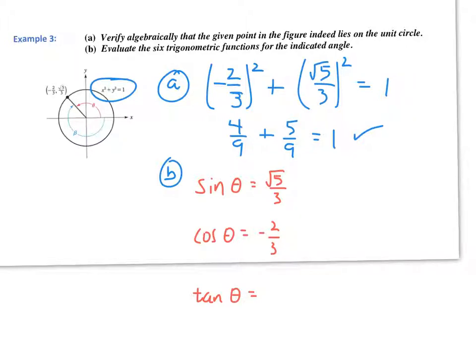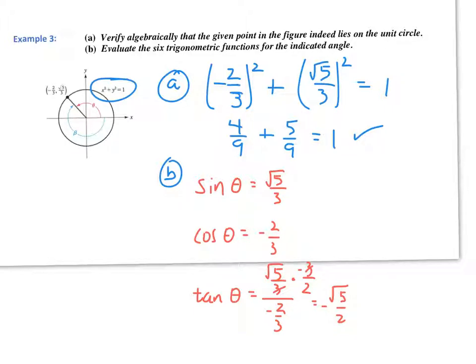Do you divide the sine by the cosine, but then reciprocate? Yep. He said we should do root 5 over 3 divided by negative 2 over 3. That's the same thing as multiplying by negative 3 over 2. The 3's cancel, and so therefore we get what? Negative root 5 over 2. Yes, that's what I said.